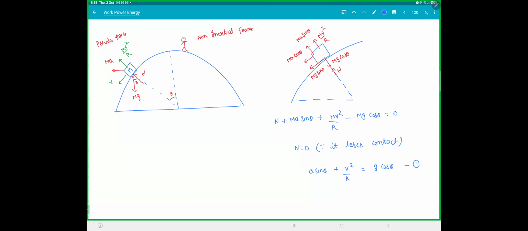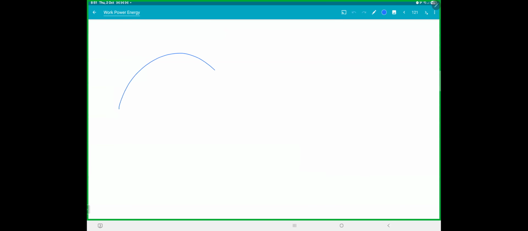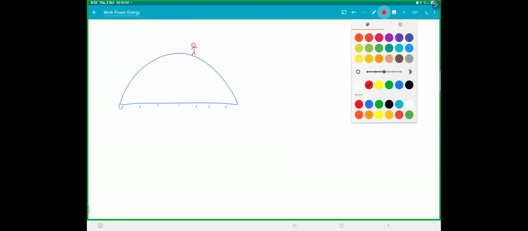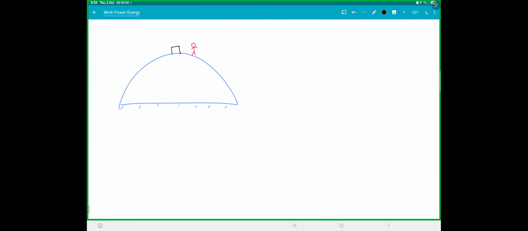All clear with this? I hope you got the FBD part right. How many variables are there here? We don't know theta, we don't know v. There are two variables. I need one more equation. The second equation comes from conservation of energy, meaning the work energy theorem. Again, my observer is standing here. So initially the block is here. This is my state 1. Finally, the block is somewhere here when it loses contact.